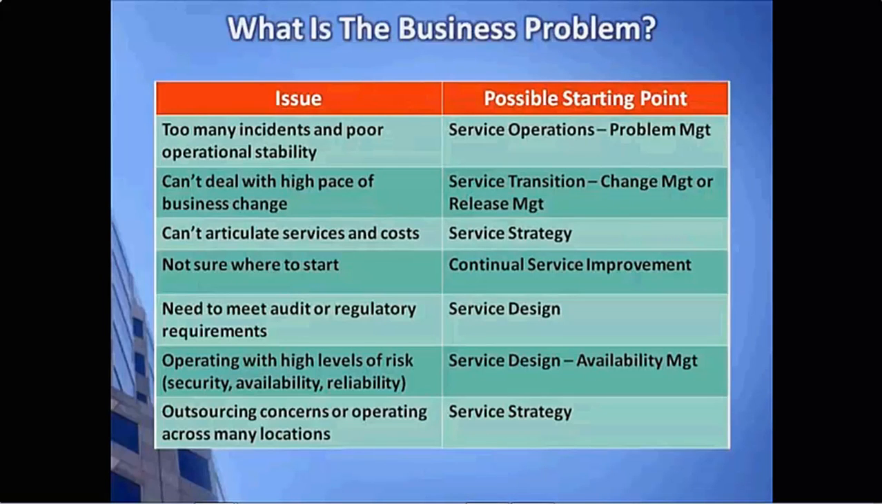So here are some examples. We've taken some possible business problems that might exist in a typical IT organization and identified where the possible starting point might be from V3 to address it. So looking at some of these examples, let's say I have too many incidents and very poor operational stability. Where would I look within ITIL? Where would I start to address that issue?